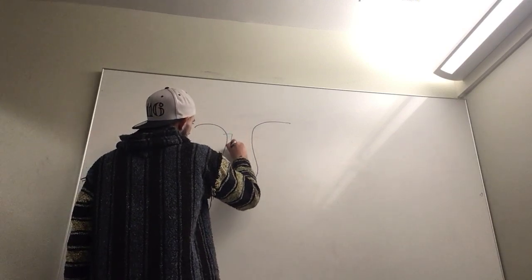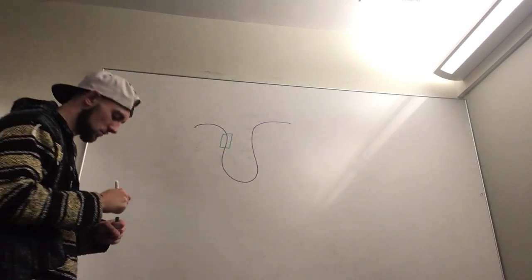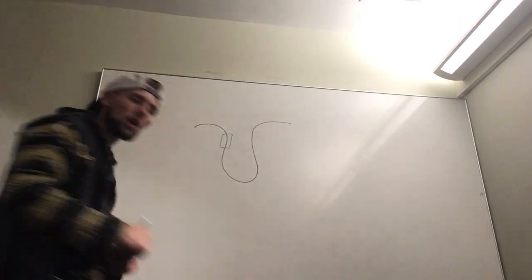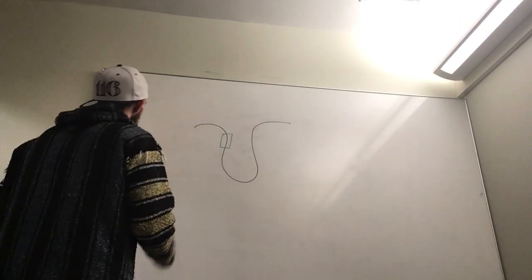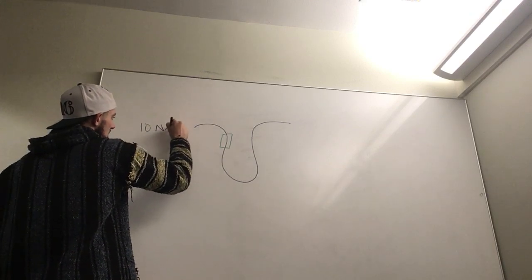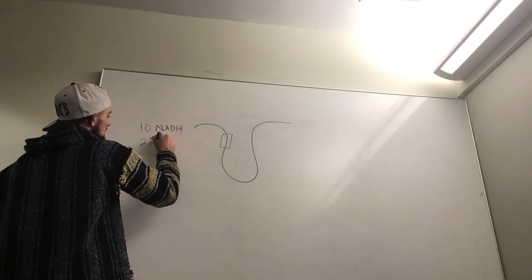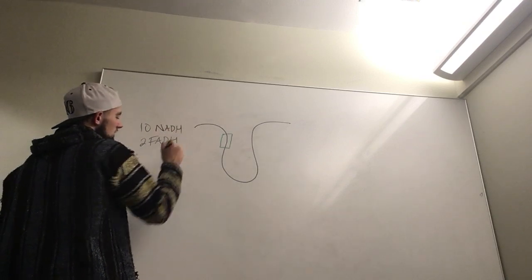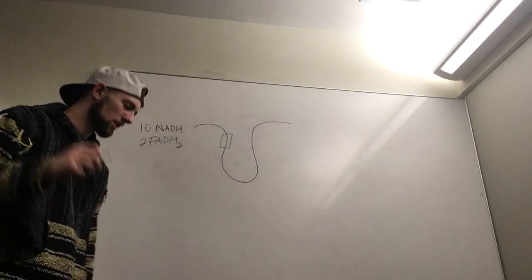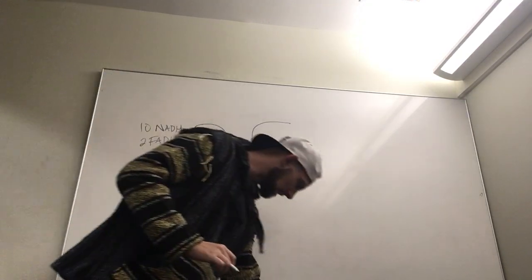We have this green deal that represents an electron transport chain. Now remember I said, I didn't do the math, but I'm doing it right now. We have 10 NADH and 2 FADH2. I think I've been saying FADH, but it's FADH2.